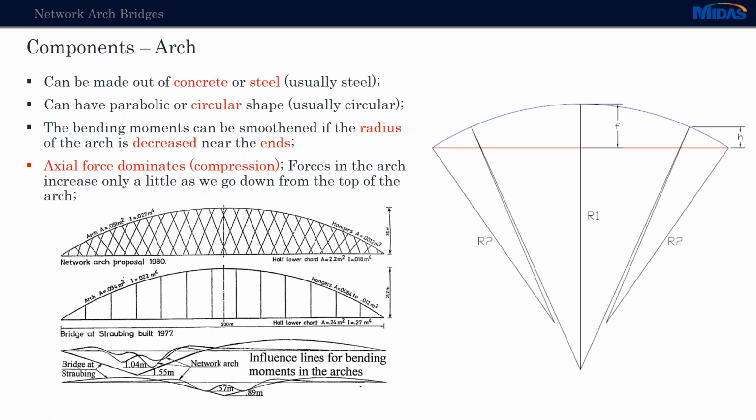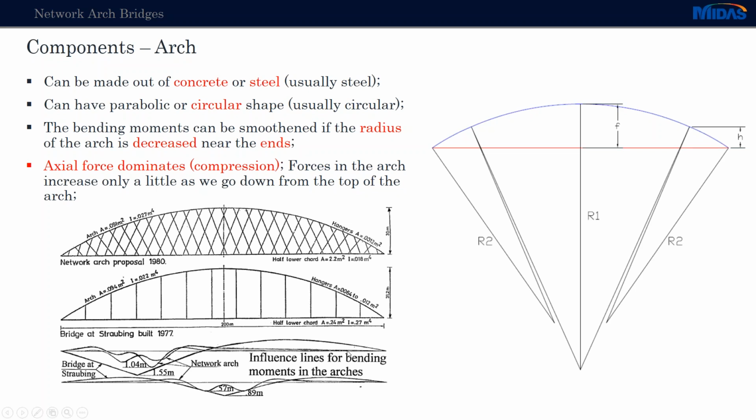And when we use a circular shape, there has been some research conducted on this, and it has been concluded that if we decrease the radius of the circle towards the ends of the bridge, we can get a much smoother distribution of the bending moments. And the arch is, as mentioned before, mainly loaded in compression, so the axial force dominates in this type of bridge.